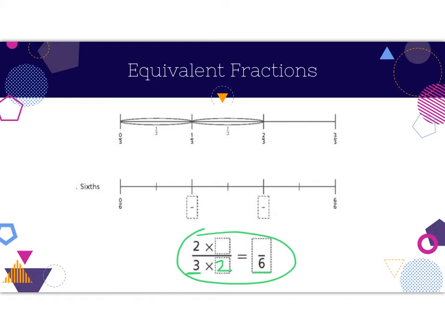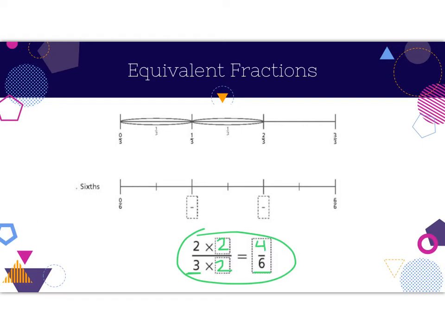Remember, whatever you do to the top, you have to do to the bottom. Whatever you do to the bottom, you have to do the same thing to the top. Since we multiplied by 2 on the bottom, I would multiply by 2 on the top as well. 2 times 2 is 4. So the fraction that is equivalent to 2/3 is 4/6.